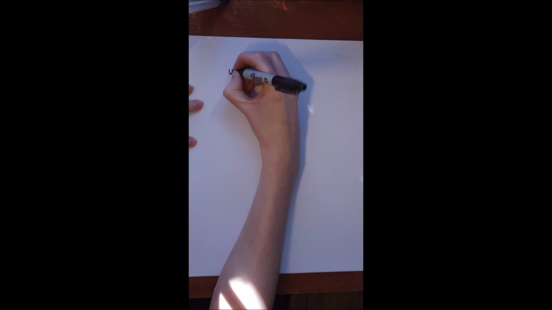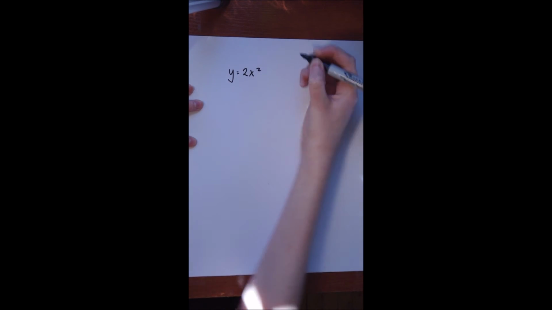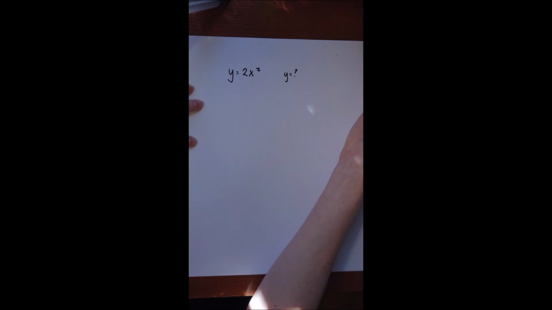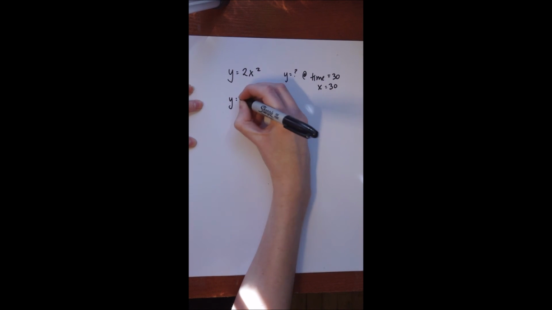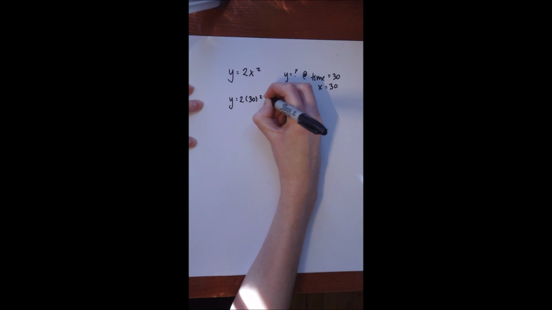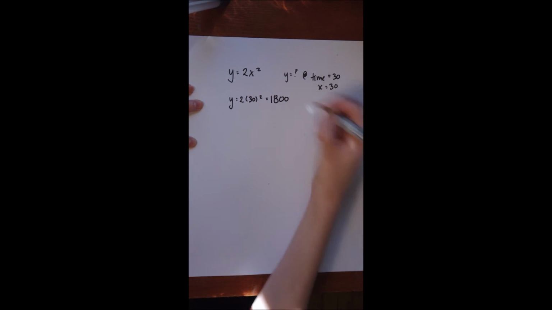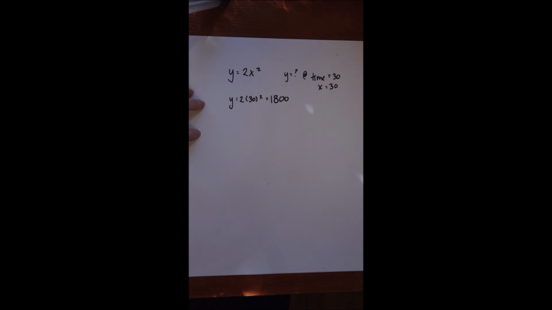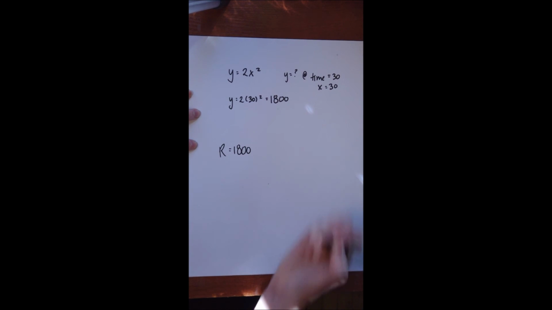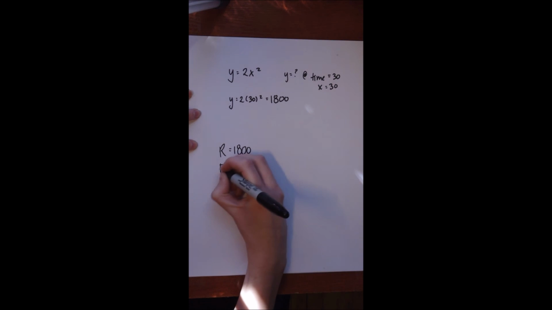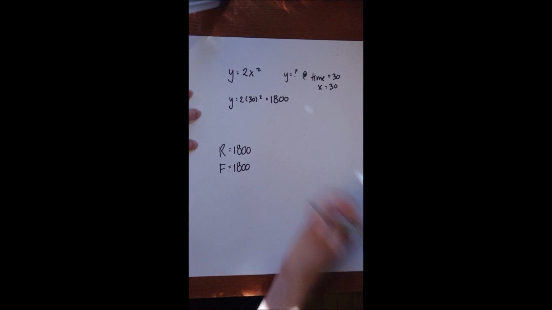Now, just like we did for the rabbit, we want to know, given our initial equation, so y is equal to 2x squared, what distance will the frog have traveled at time is equal to 30 minutes, or x is equal to 30. So replacing x into our equation, we have y is equal to 2 times 30 squared, which is 1,800. Now, if we remember, where was the rabbit at 30 minutes? The rabbit was at 1,800. Where was the frog at 30 minutes? The frog is at 1,800.